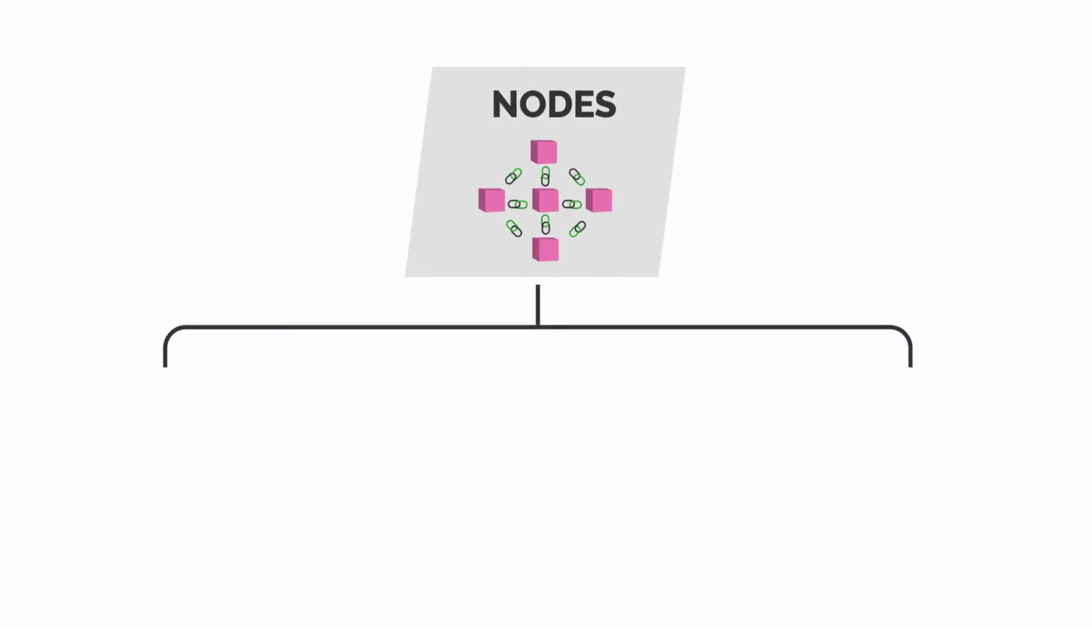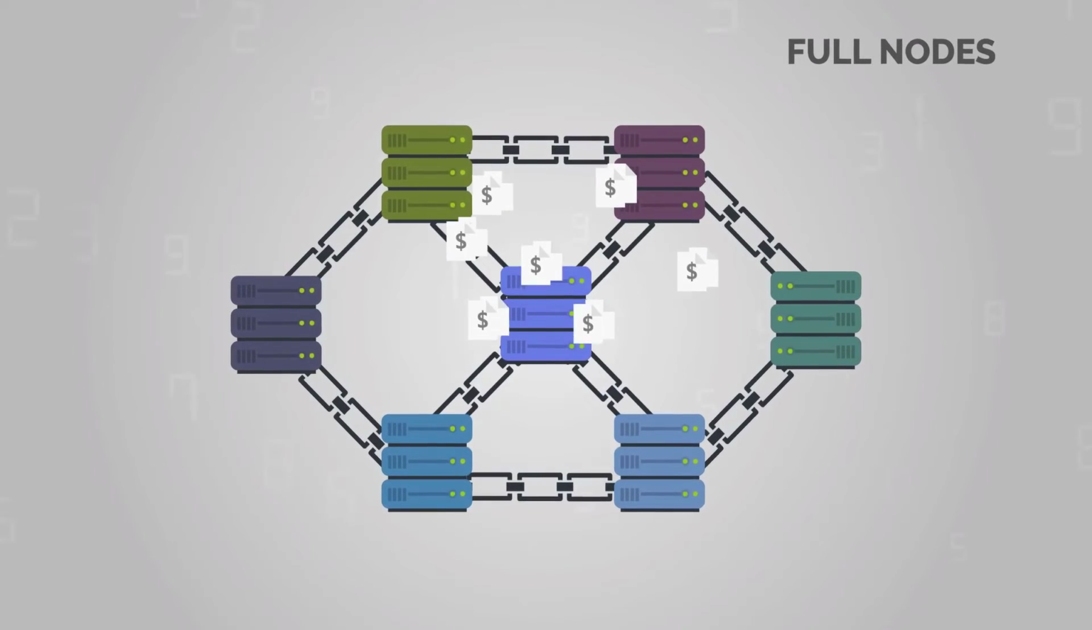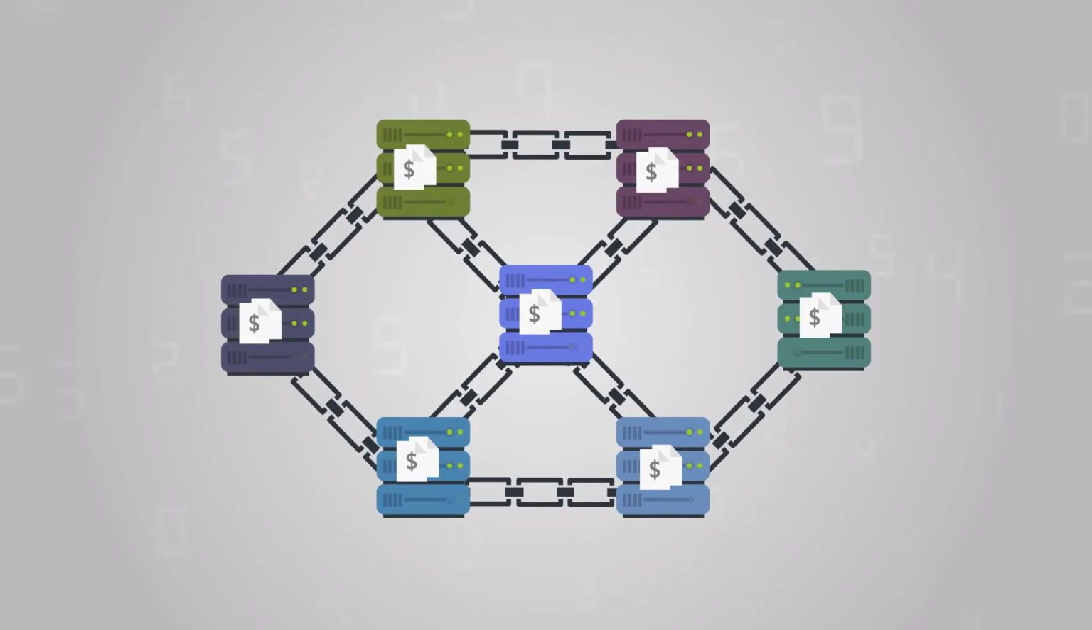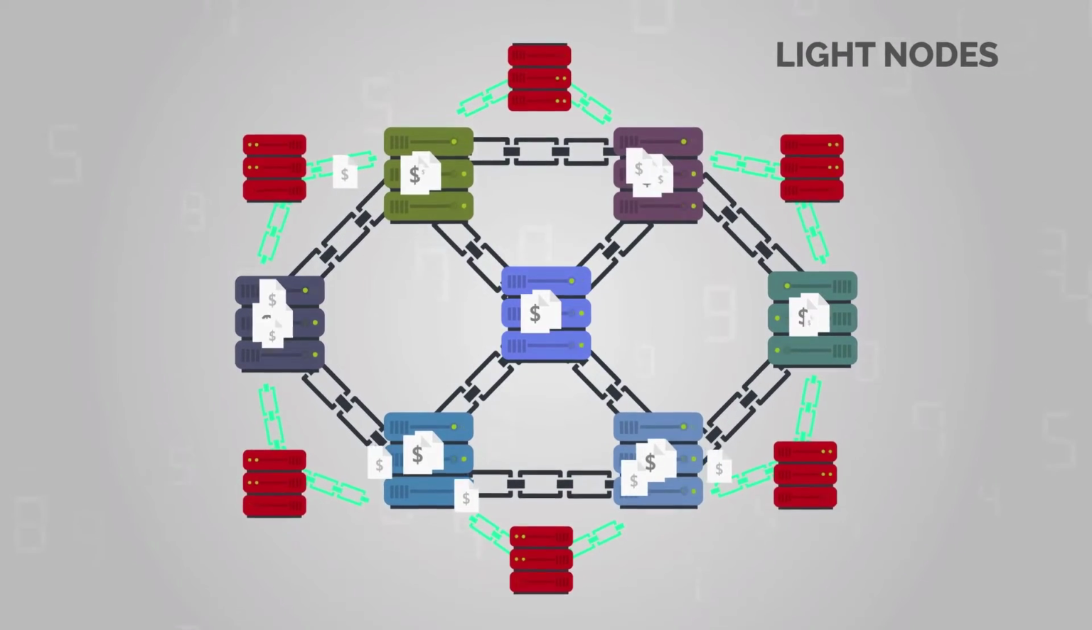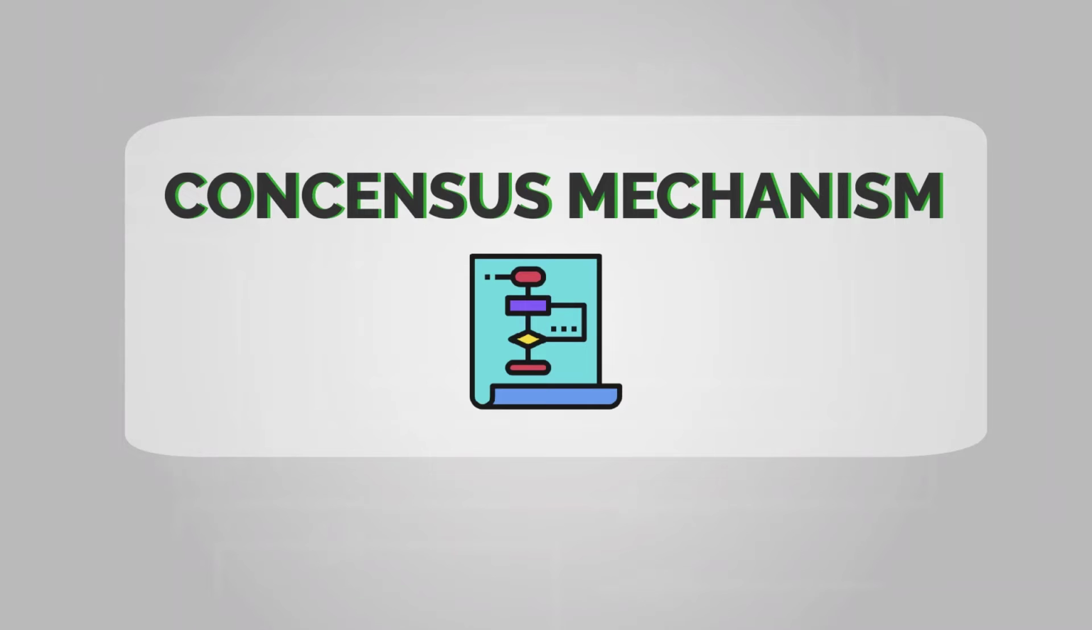Nodes are classified into two types: full nodes and light nodes. Full nodes keep a complete copy of the blockchain, while light nodes keep a partial copy and rely on the full nodes to access transaction data when needed.